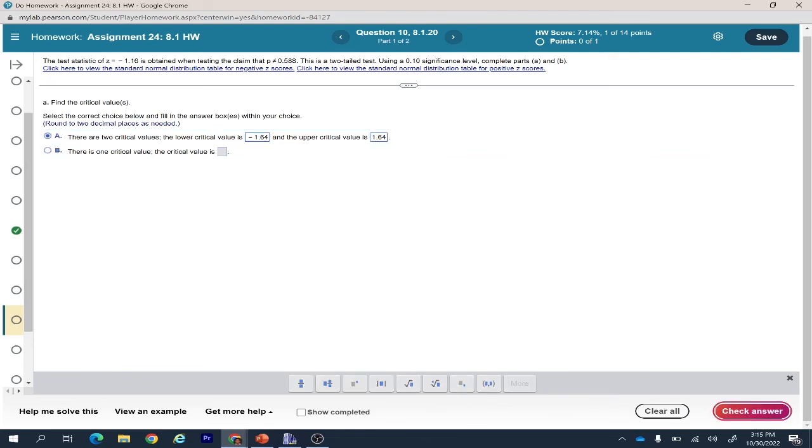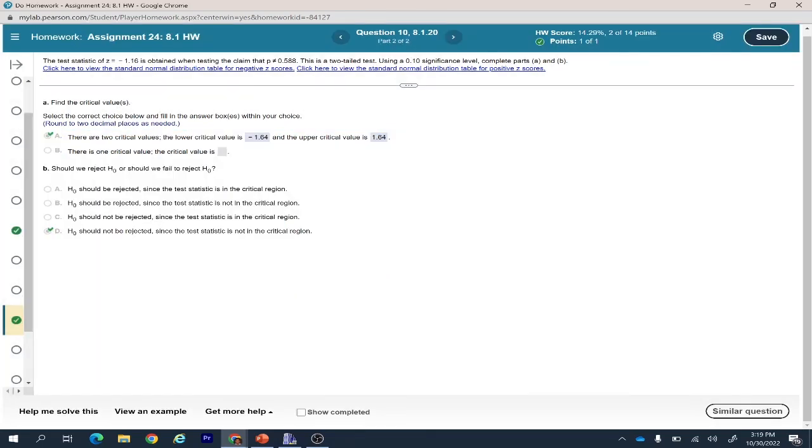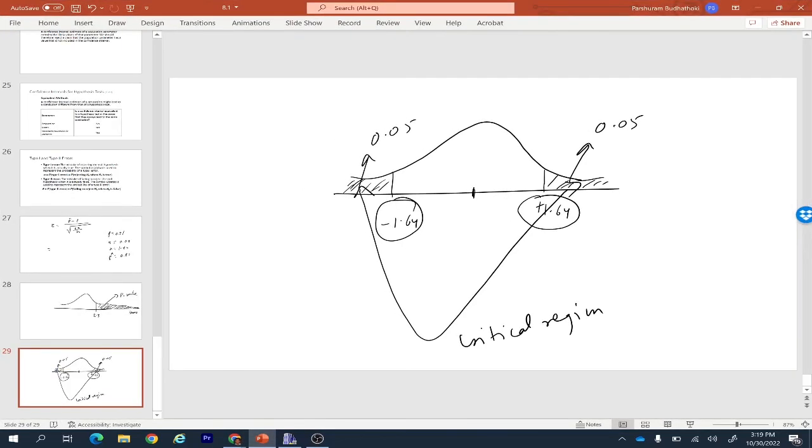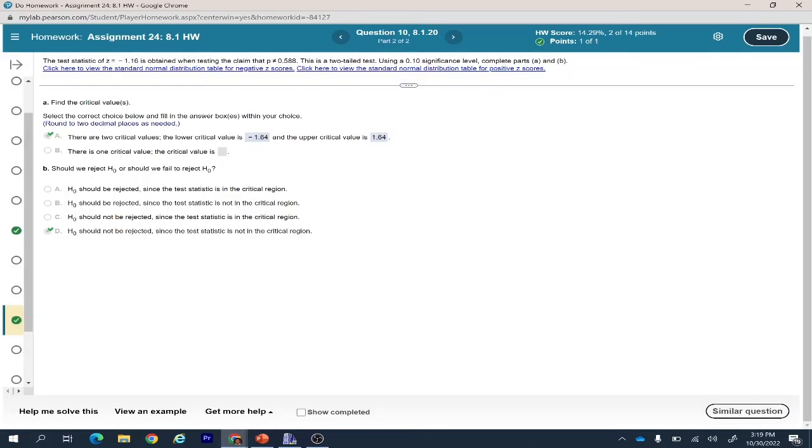Critical value means z-score. For this third part, since the test statistic, which is negative 1.16, is not inside the critical region, we should not reject the null hypothesis. As you can see in this picture, our critical values are negative 1.64 and positive 1.64. Anything to the right and to the left is called the critical region, but our test statistic of negative 1.16 is inside here, which is not part of the critical region. So the null hypothesis should not be rejected.